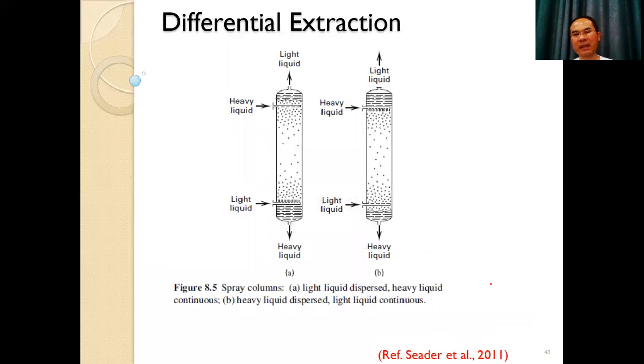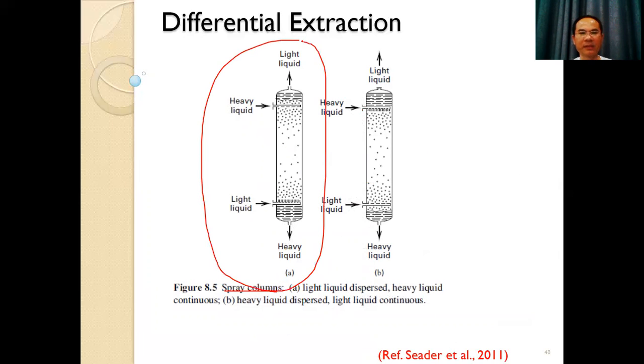There is also another technique, which we call a spray column. For this one, the light liquid phase is sprayed at the bottom, and the heavy phase flows downward. It contacts the light liquid phase, which is dispersed because we spray it at the bottom. The dispersed light liquid phase goes upward, the heavy liquid phase goes downward, and they mix together, contact, and transfer mass. The solute transfers from the heavy phase to the light phase.